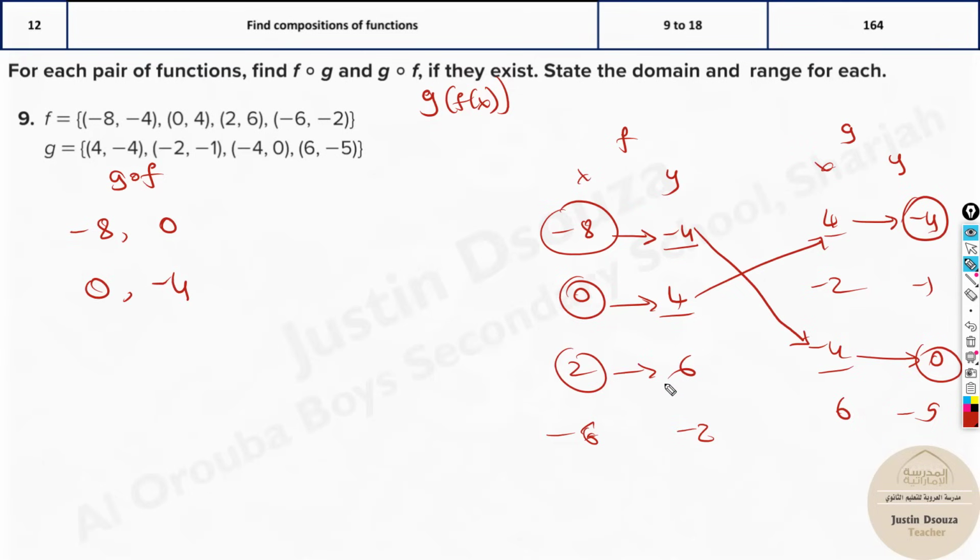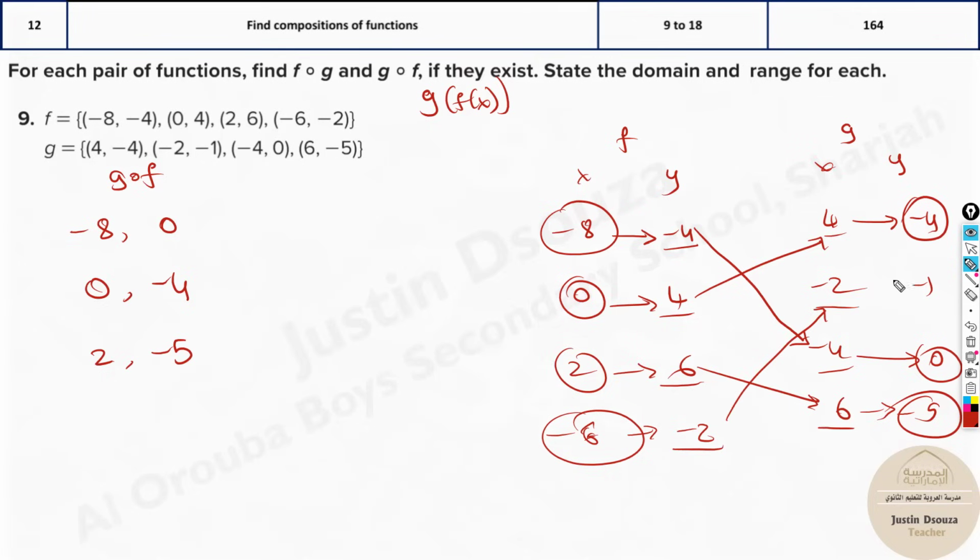What about 2? 6 is also there. So the answer is minus 5. For 2, it is minus 5, not 6. 2, minus 5. And lastly, we have minus 6, that is minus 2. Over here, even this one is there, minus 2. So the answer is minus 1. For minus 6, what do we have? Minus 1. So these are the coordinates.